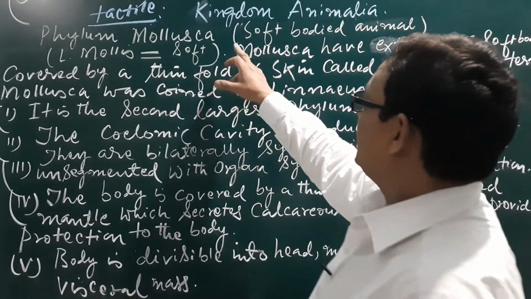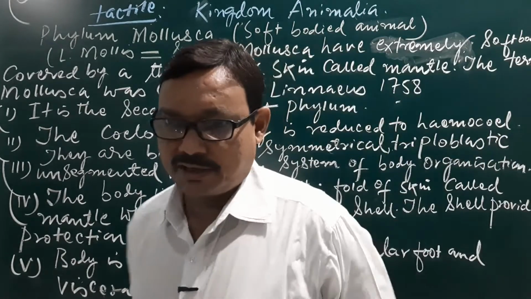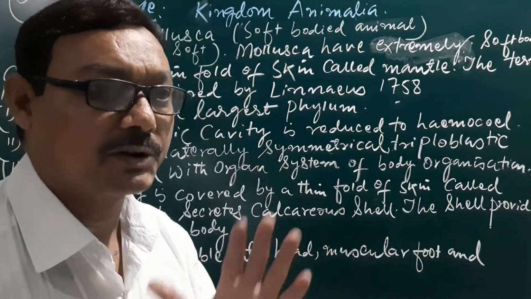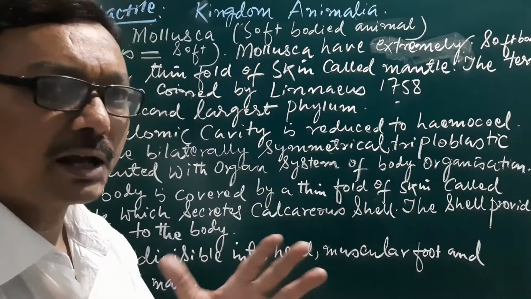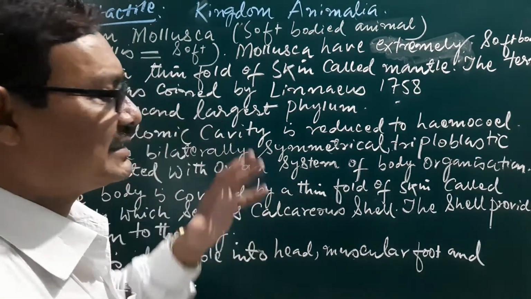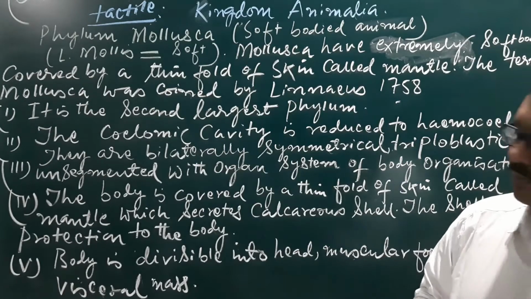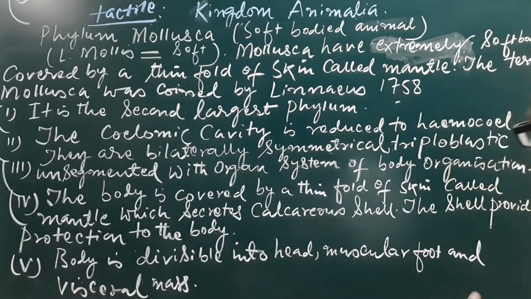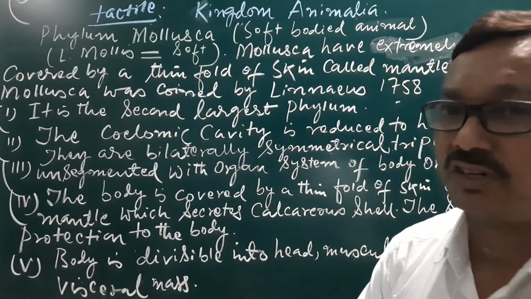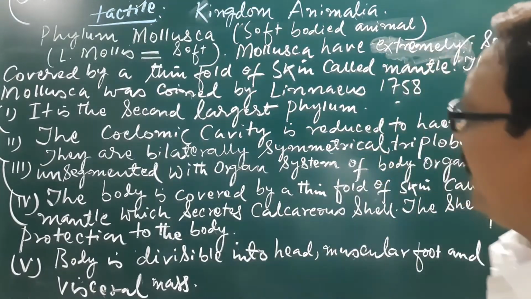It is commonly known as soft-bodied animals, because its body is extremely soft. But this soft body has skin, that is the mantle, that secretes calcareous substances by which a hard shell is formed that will protect the body. It is a special feature of this phylum.